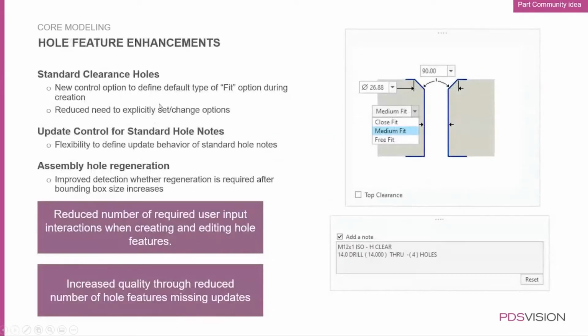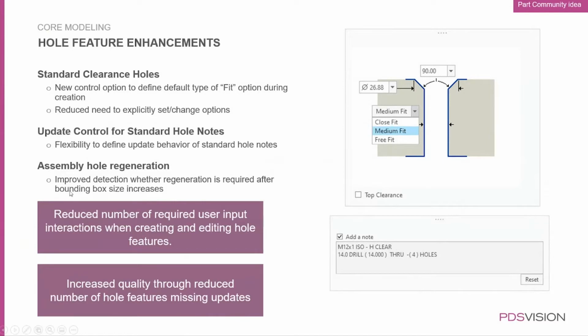Then something else for standard hole cases. When you have, let's say, a metric M16 or M20 or something like that, and you just drill the hole for a bolt, you might want the diameter of that hole to be a close fit, medium fit, or free fit. Today you can set what the default case is, whether you always want to go with the close fit or, let's say, free fit, depending on your industry.